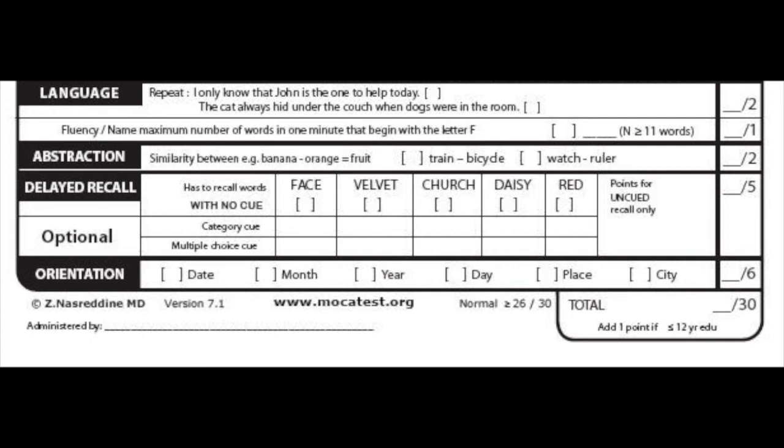Item 11, orientation. The examiner asks the client for the date, month, year, day, place, and city. Give 1 point for each item correctly answered. The sum of all subscores listed on the right-hand side makes up the total score. Add 1 point for an individual who has 12 years or fewer of formal education for a possible maximum of 30 points. A final total score of 26 and above is considered normal.